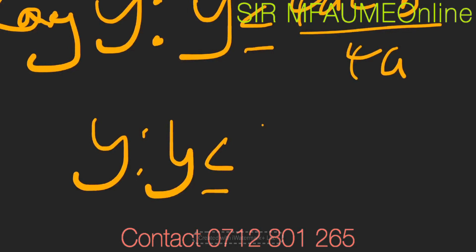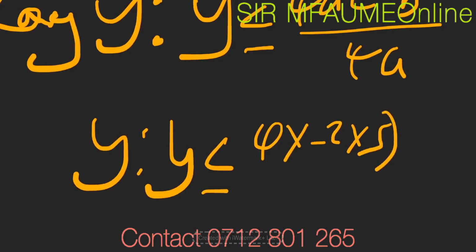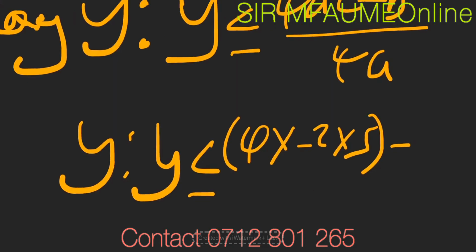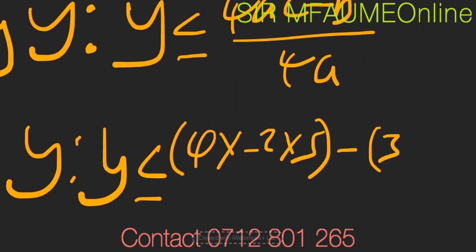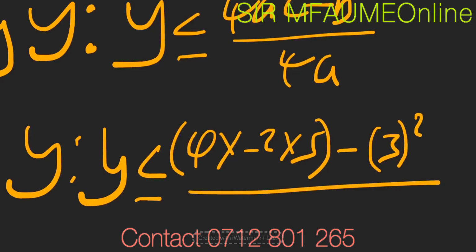So my range will be y such that y is less or equal to, I'm supposed to plug in the values into (4ac minus b squared) over 4a. So this will be 4 times a. What is the value of a? It is negative 2, times c. What is the value of c? It is 5. This is 4ac minus b squared. What is the value of b? My value of b is 3, so it would be 3 squared, divided by 4a, 4 times a, where the value of a is negative 2.